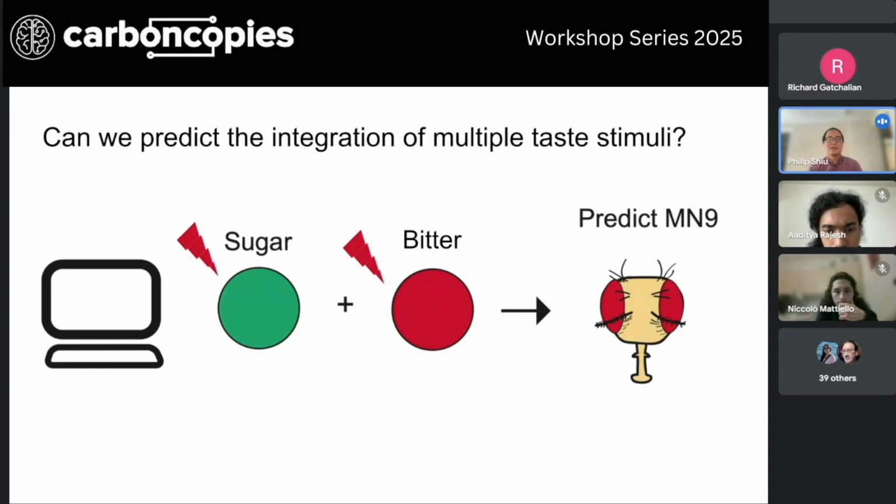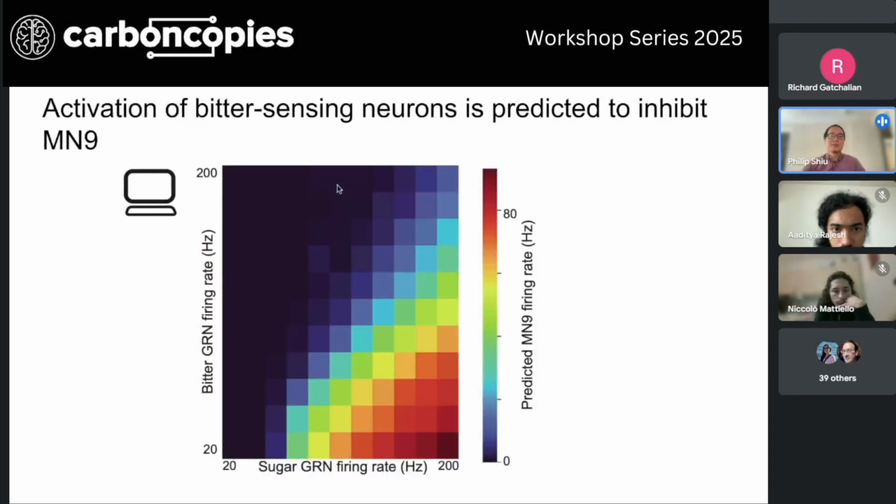So what we did was activate two different taste categories, both sugar and bitter, and then predicted whether this caused motor neuron 9 to activate. What I'm presenting here is that as we increase the activity of the neurons that respond to sugar, this results, as we discussed, in increases in the predicted motor neuron 9 firing rate.